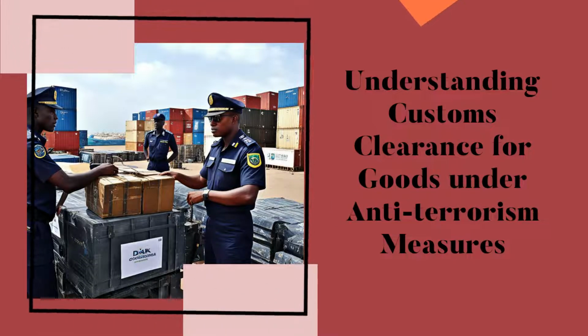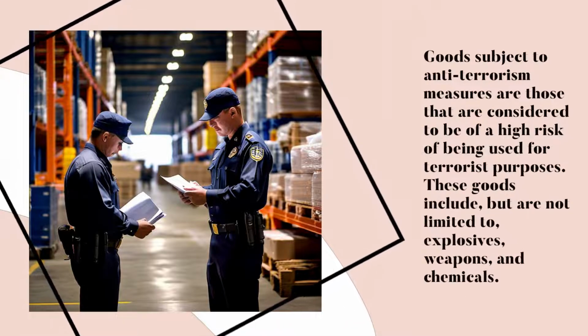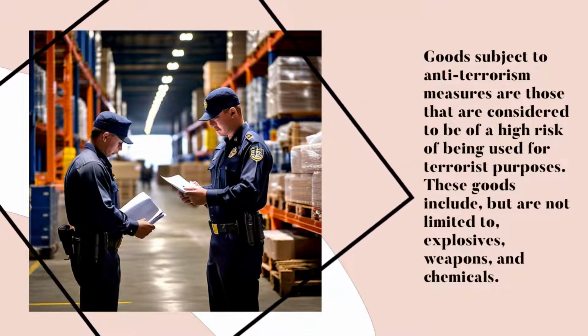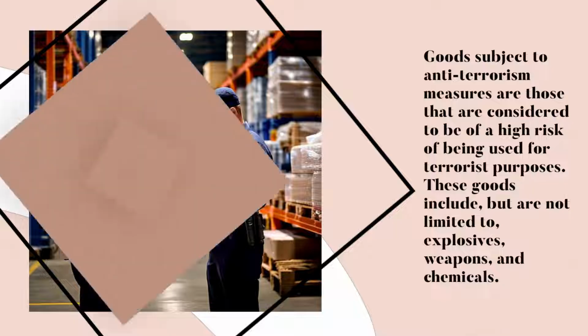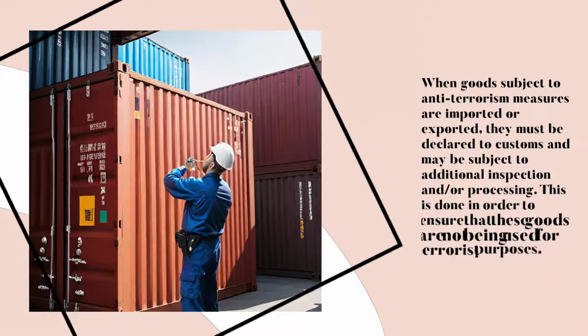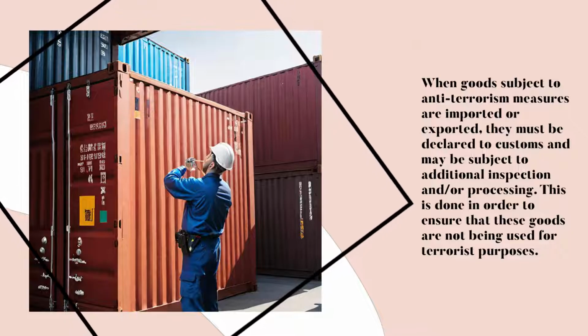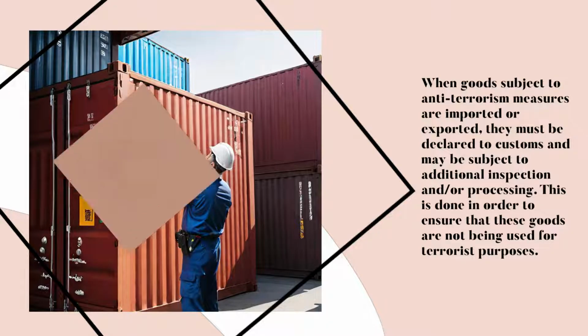Understanding customs clearance for goods under anti-terrorism measures. Goods subject to anti-terrorism measures are those that are considered to be of a high risk of being used for terrorist purposes. These goods include, but are not limited to, explosives, weapons, and chemicals. When goods subject to anti-terrorism measures are imported or exported, they must be declared to customs and may be subject to additional inspection and/or processing. This is done in order to ensure that these goods are not being used for terrorist purposes.